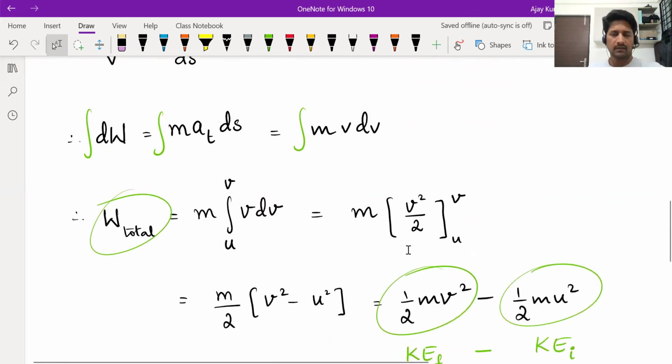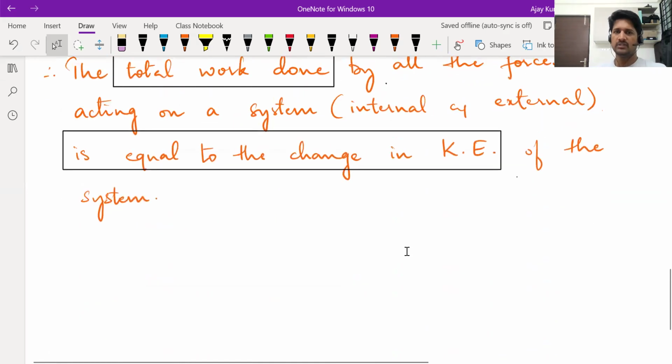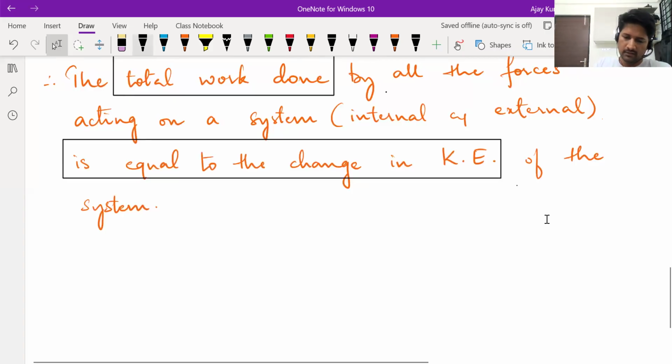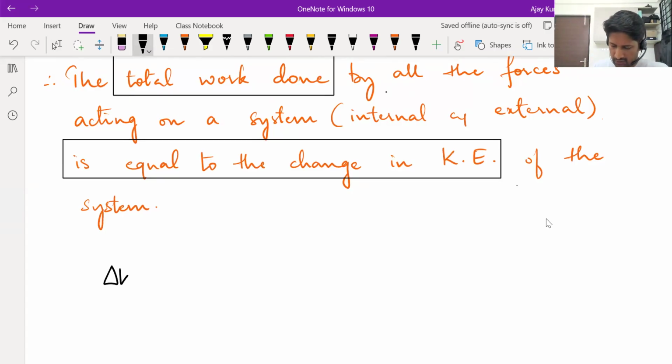Okay. Now, how are you going to use this in solving problems, while solving problems? Let's write the mathematical form first. Total work done, delta W, or simply W also you can, let's use W only for convenience.